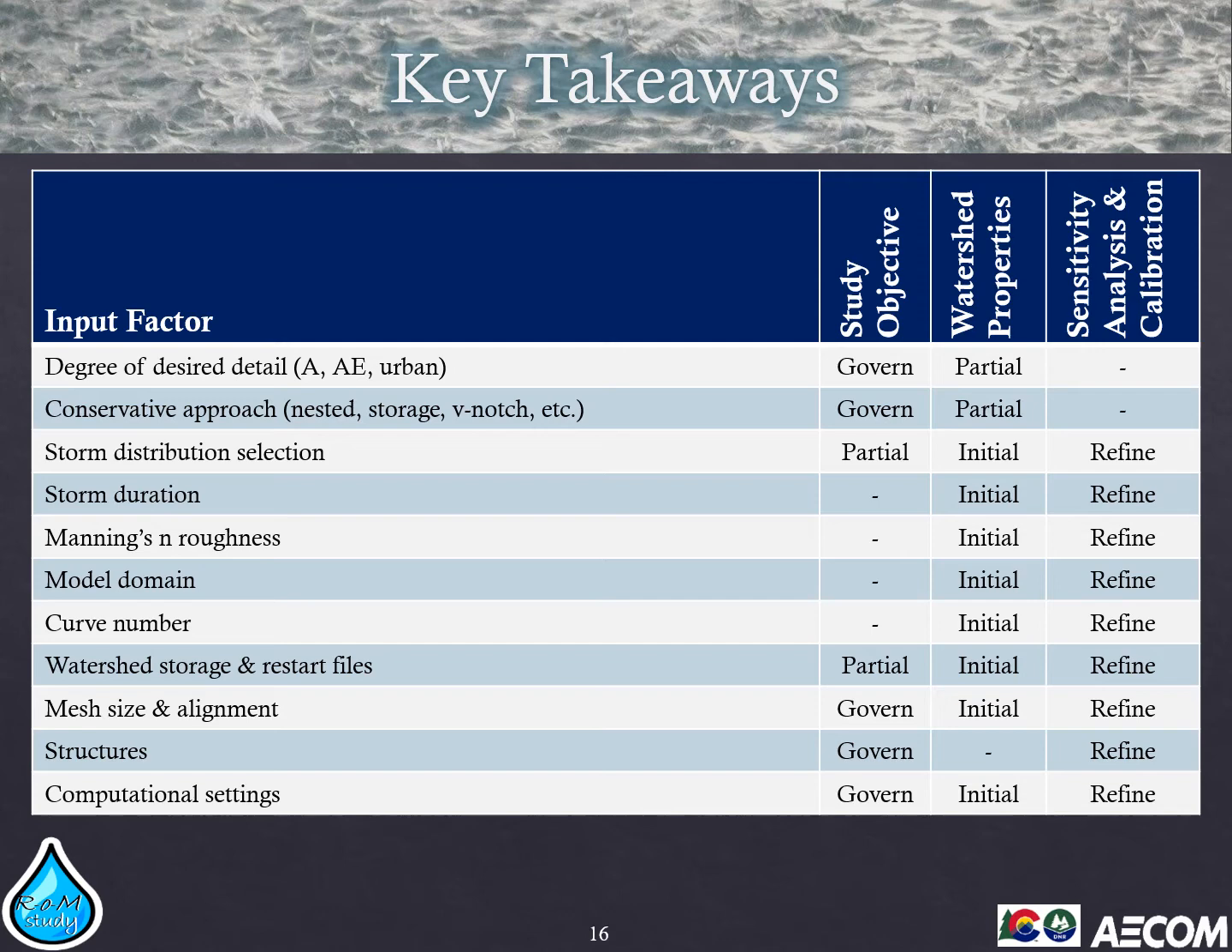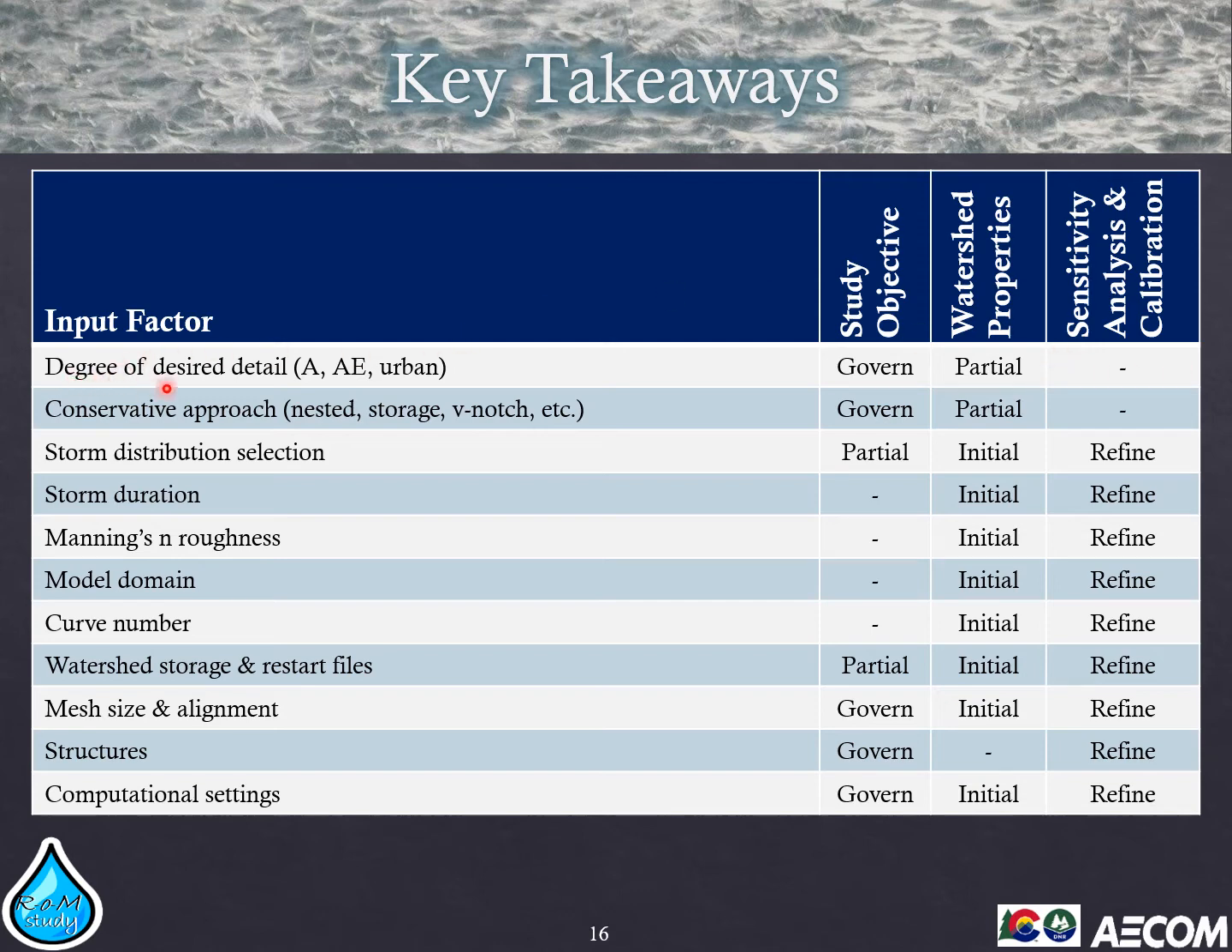The watershed properties, such as its geographic location, the regional climate, conditions of the watershed, land cover, urbanization. And then the third one would be sensitivity analysis and calibration. So actually looking at the results, how sensitive are they to your parameters, and how well does it match what you're trying to validate against. I'll run through these and summarize what we're talking about here.